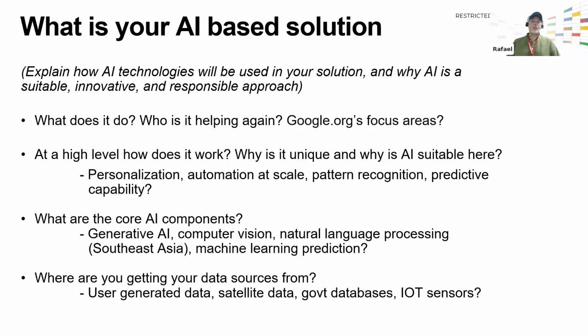And of course, where are you getting all your data sources from? If you're doing geothermal exploration or landslide prediction, and you're putting IoT sensors onto trees, are those the databases you're using, or are you tapping into government databases or satellite data? For computer vision, looking at pictures of natural disasters, or are you using user-generated data? This helps us understand where you're getting the data sets to make sure your AI model would work at the end of the day.